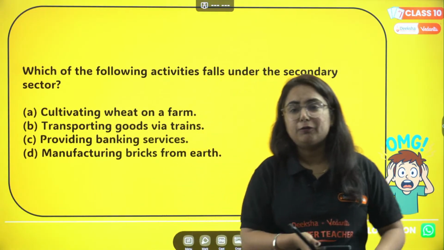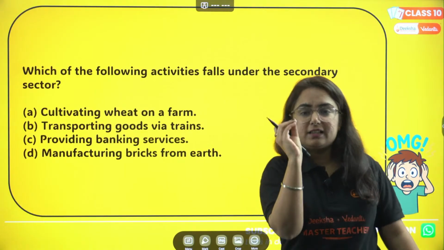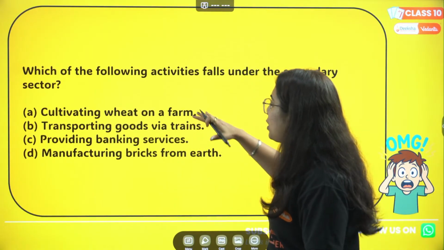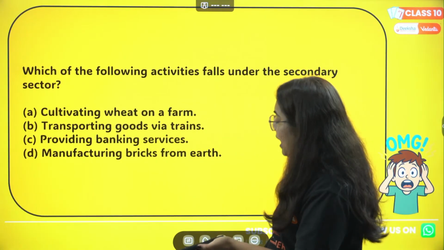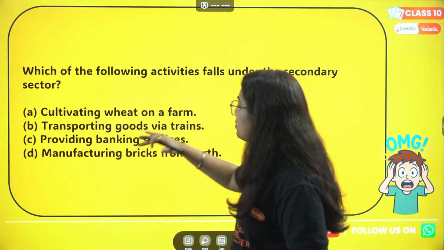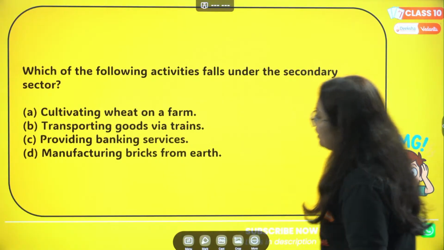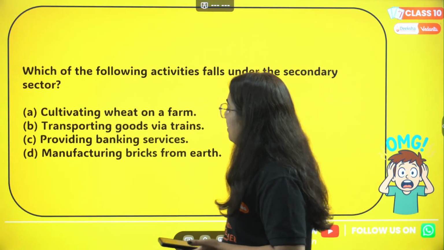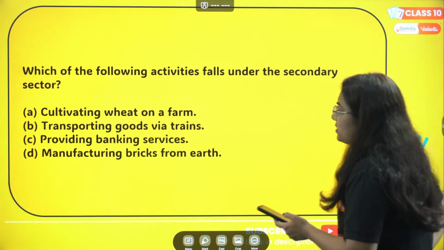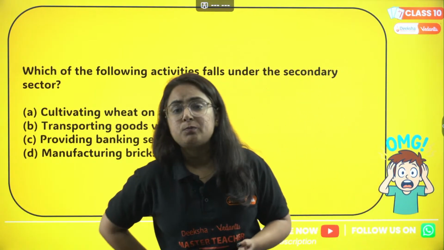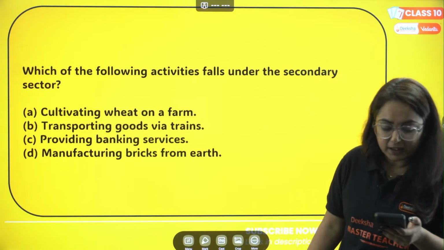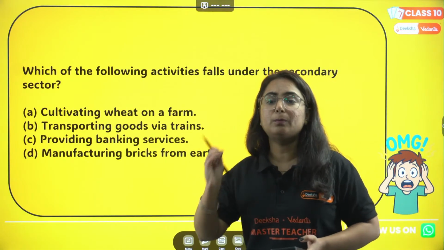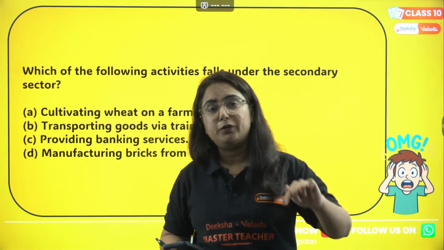Which of the following activities fall under the secondary sector? Option A, cultivating wheat on a farm. Option B, transporting goods via trains. Option C, providing banking services. Or option D, manufacturing bricks from earth. While you are thinking about the answer, let me tell you that this question is from the chapter Sectors of the Indian Economy.